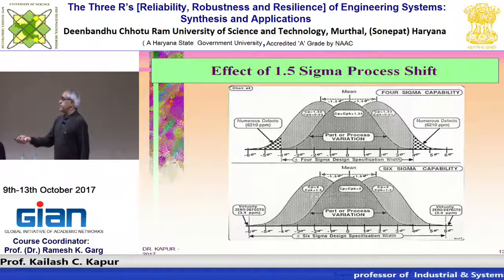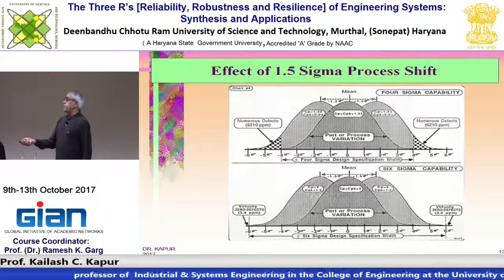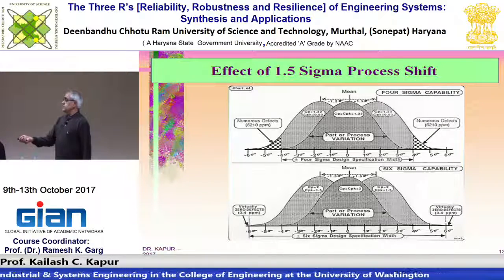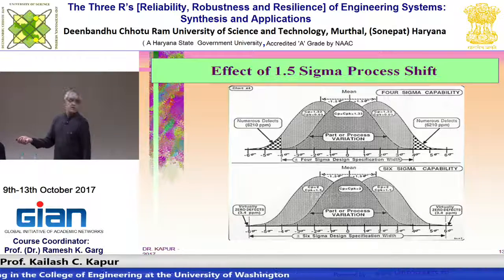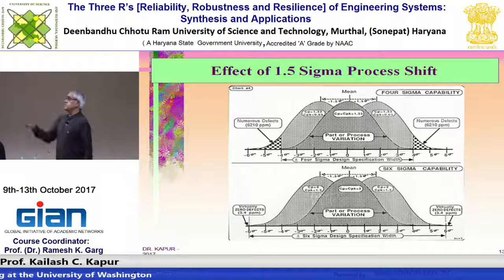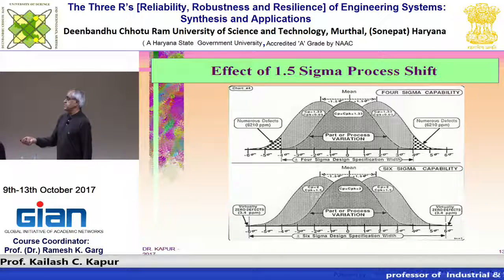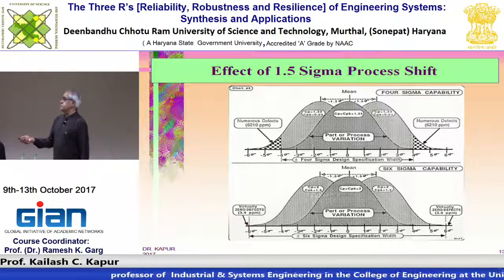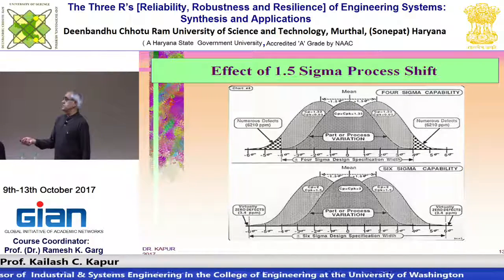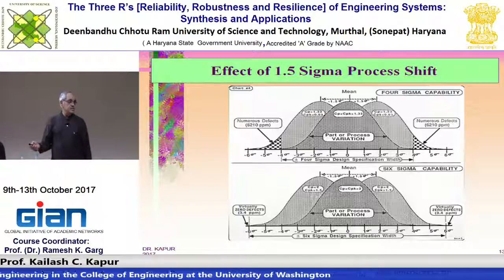And that's why when we calculate 3.4 defects per million opportunities, it is based on this drift of the process. That is what this is trying to show, the effect of drift. Here you have 4 sigma capability, here you have 6 sigma capability.